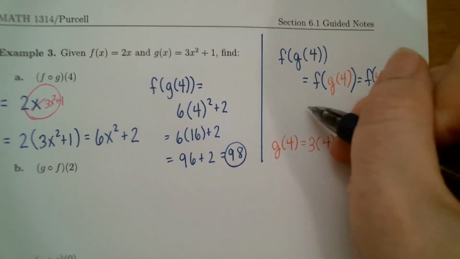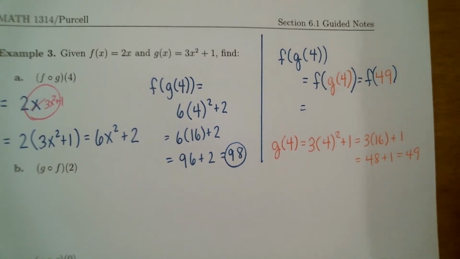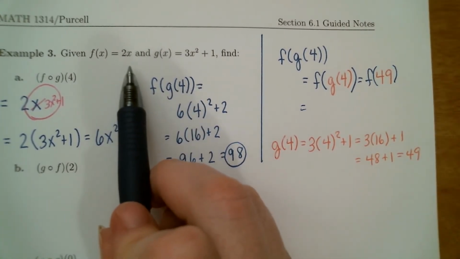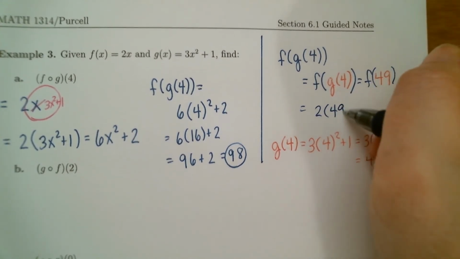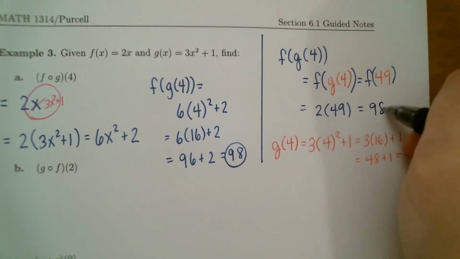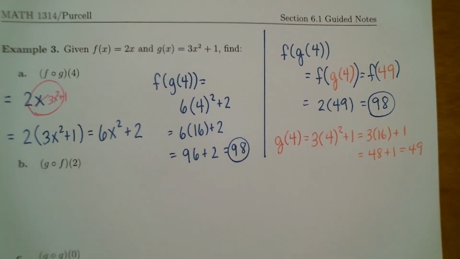Okay, so then what I can do, f of 49, that means go to f, and everywhere you see x, plug in 49. So this would be just 2 times 49. That would give you 98 as well, without having to form the composition.